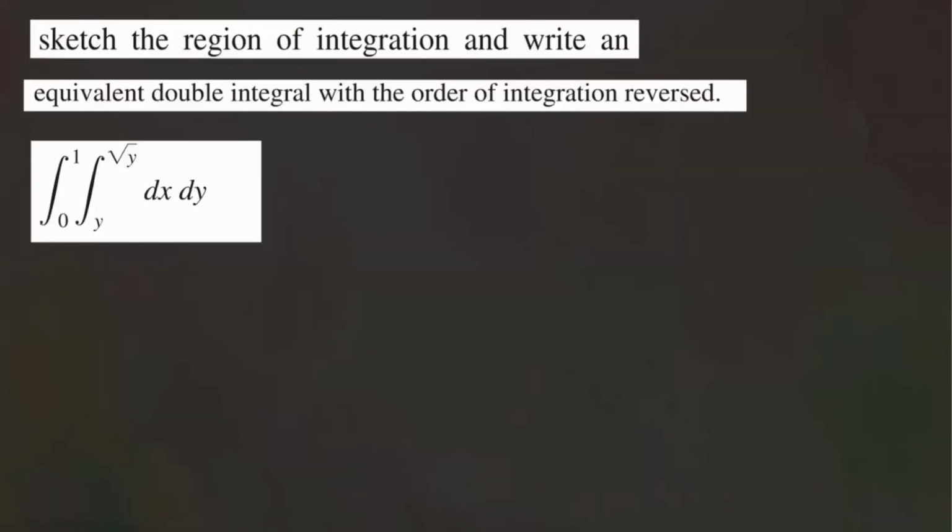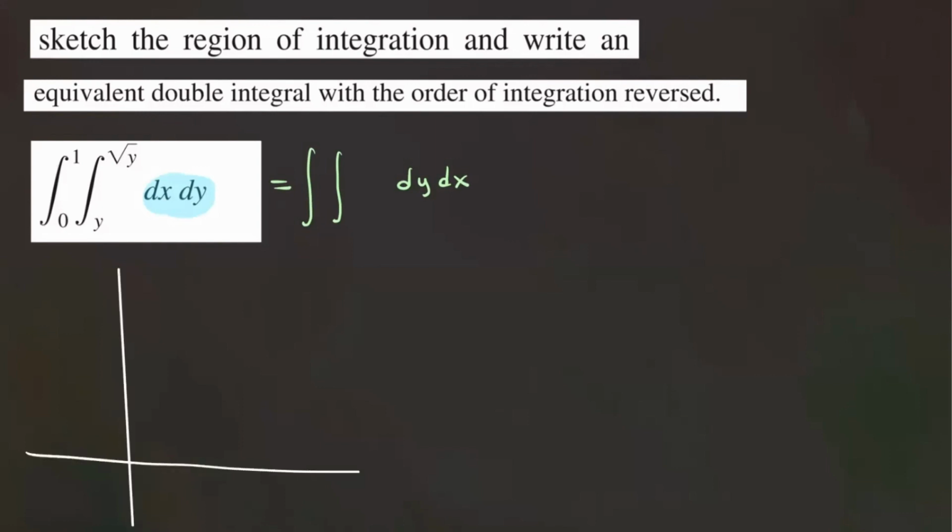Another example here, let's go ahead and reverse the order of integration. So we are going to sketch the region first, but note that we're given dx dy, you want to switch it to dy dx. So we want to write an equivalent double integral, but the order now we want dy dx. So let's see how the region looks like.